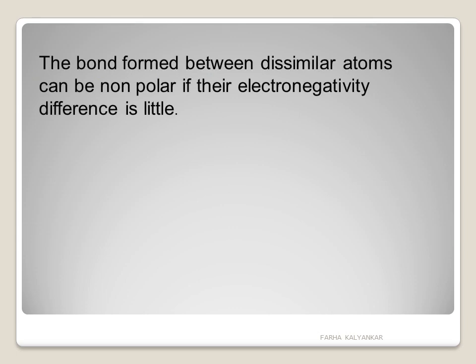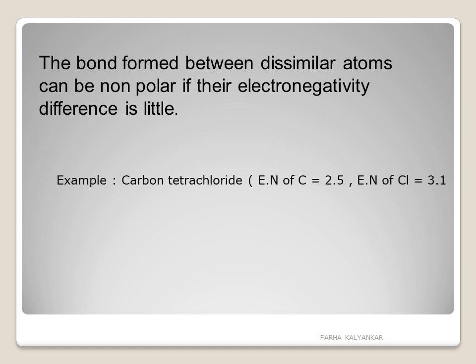However, the bond formed between dissimilar atoms can also be nonpolar if their electronegativity difference is little. For example, carbon tetrachloride, the compound which is formed by carbon and chlorine atoms. Now, the electronegativity of carbon is 2.5 whereas that of chlorine is 3.1. The difference is very less, so it is a nonpolar compound. The similar case is with methane, where the electronegativity of carbon is 2.5 and that of hydrogen is 2.1.